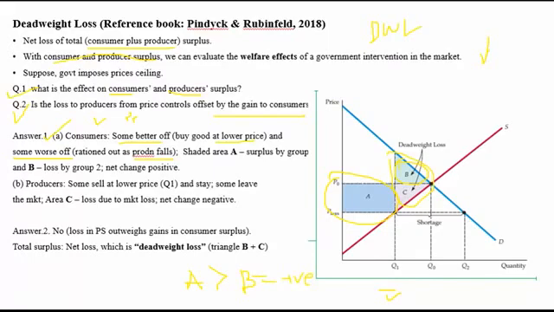Now when we look at the producer, we see that some people are selling at a lower price, that is Q1. So here we see that some people are selling at a lower price.